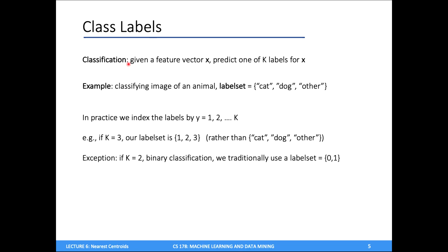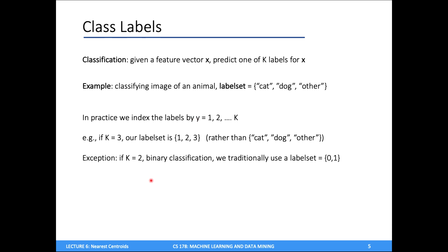In practice, in order to encode these labels into our computers, we index our label set by some sequence of integers. If we have k distinct classes, or k distinct labels in our classification problem, then we'll just use the numbers 1 through k to encode these labels. So in our image classification data set in this example, we have 3 possible labels, cat, dog, or other. And so we would encode our labels as just the numbers 1, 2, and 3.